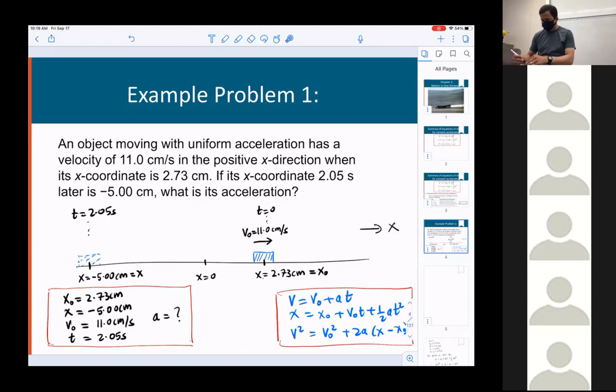Sorry, did my pen just die? Oh, am I logged out of Zoom here? No. Huh, I can't seem to use the pointer.